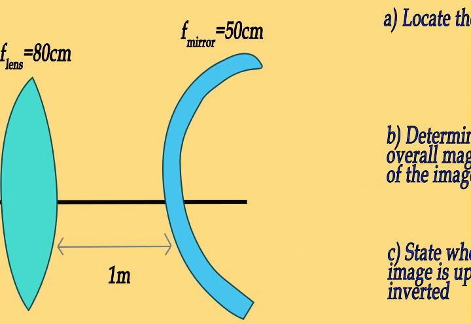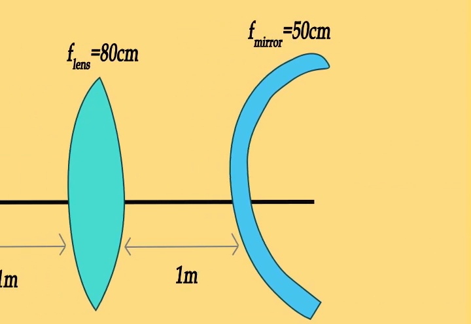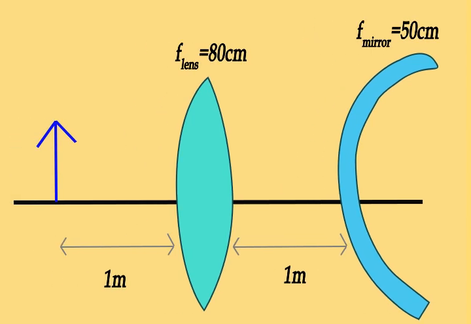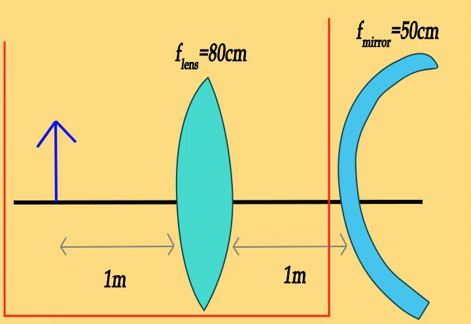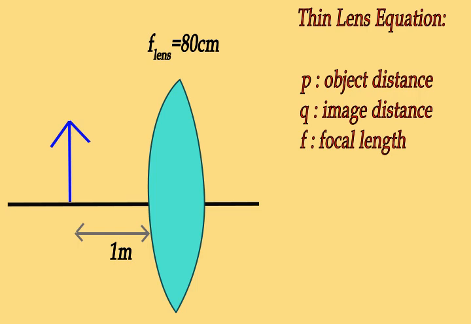To start the question, we can first find out where the first image has formed after passing through the lens. Therefore, we can circle out this part to deal with this first. Starting with the first pass through the lens, we can use the thin lens equation to calculate the image distance, and the equation is 1 over p, plus 1 over q, equal to 1 over f. P is the object distance, q is the image distance, and f is the focal length.